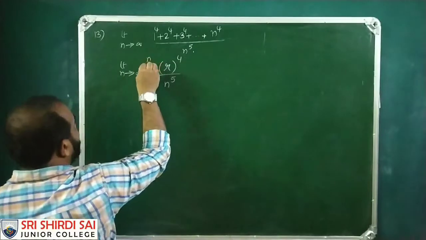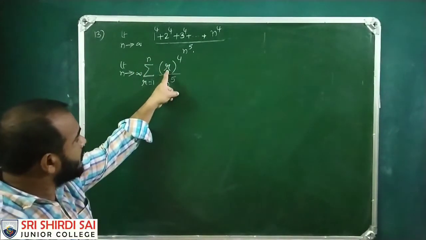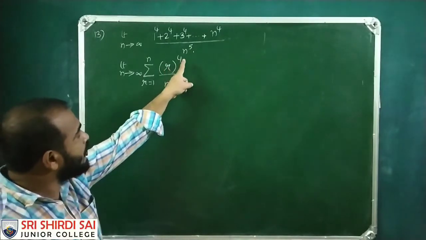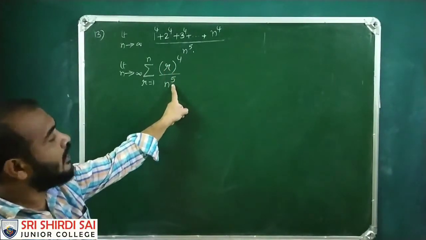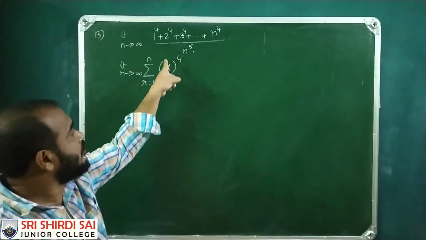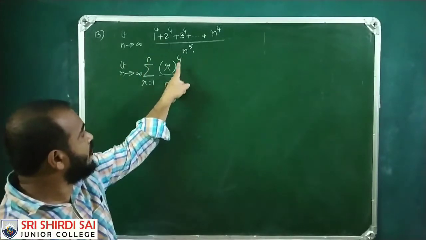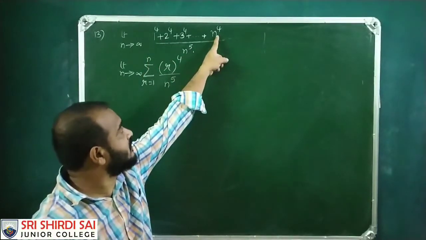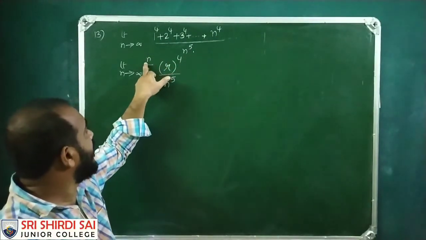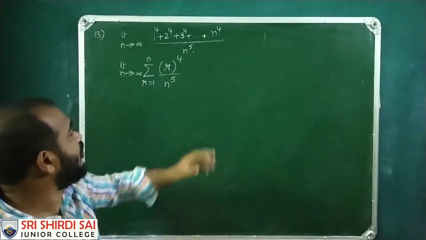You can even check it out. First give r equal to 1: this is 1 power 4 by n power 5. So r equal to 1 is over. Then 2 power 4 by n power 5, etc. For the last term the r value is n, so we are getting n power 4 by n power 5.